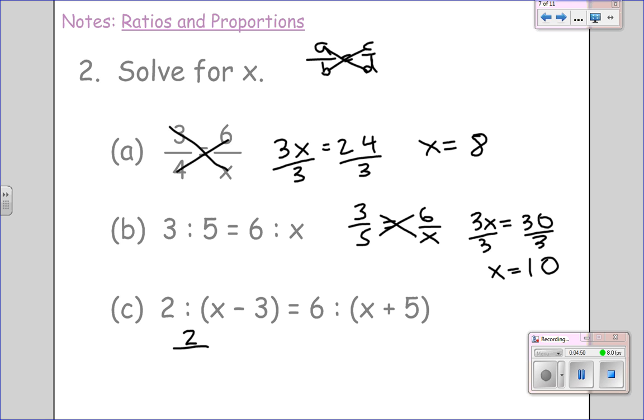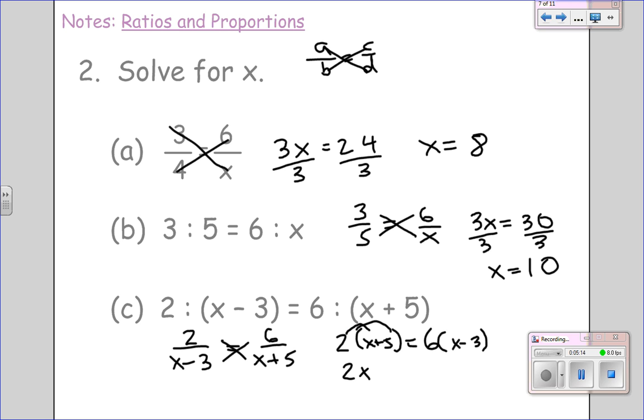So 2 over x minus 3 equals 6 over x plus 5. Now this gets a little more tricky because we have two things at the bottom. So let's start by drawing our little cross multiplying lines. So this means 2 times all of this. The way we can write that is 2 parentheses x plus 5 equals 6 parentheses x minus 3. Then we distribute the 2, so 2 times x is 2x. 2 times 5 is 10. Distribute the 6, 6x minus 18.